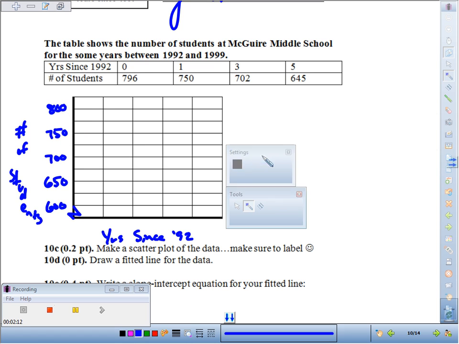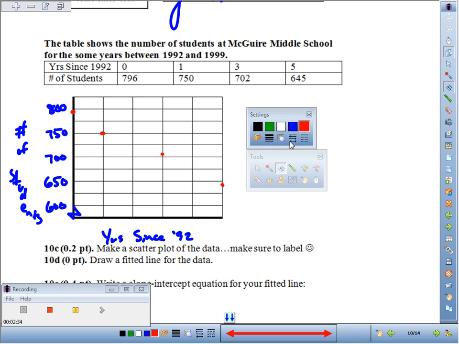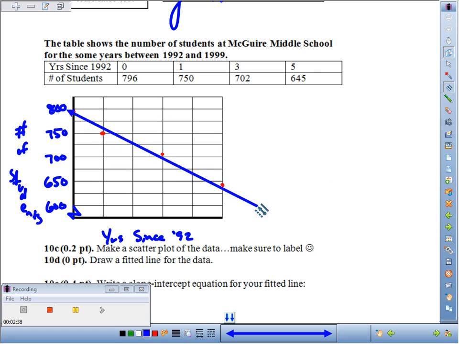Okay, let's start plotting points. 0, 796, be right about there. 1, 750, I can nail that one. 3, so 1, 2, 3, 702, just above 700. And 5, 4, 5, 645. There's 650. 645 would be just below it. A definite negative correlation. Draw a fitted line for the data. Okay, something like that. Pretty tight to the dots.